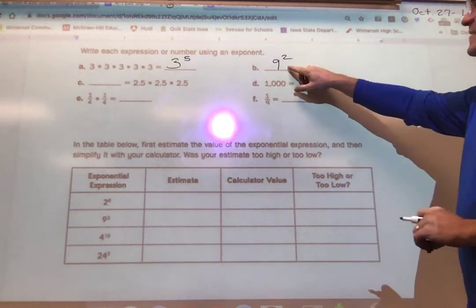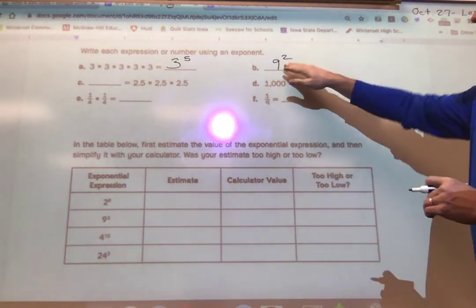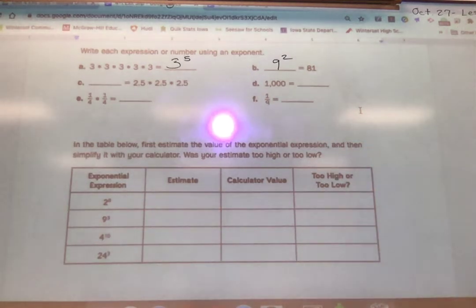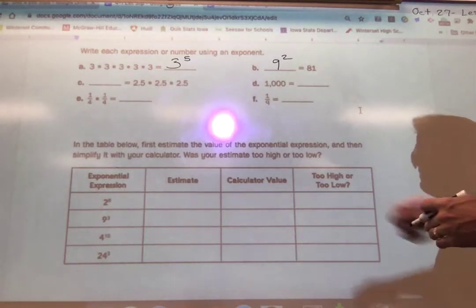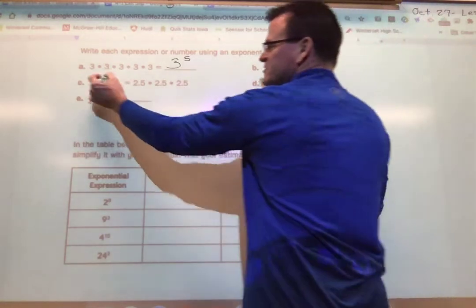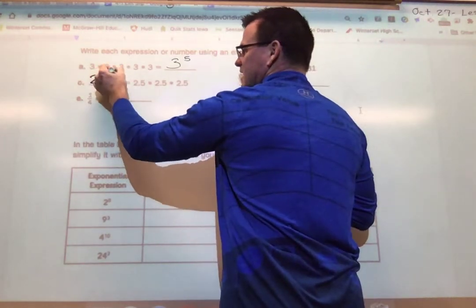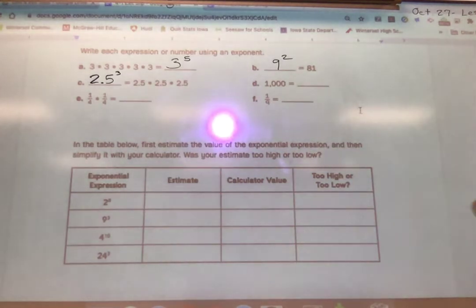Again, the mistake people make, they just think, oh, 9 times 2, that's 18. But remember, it's not 9 times 2. If it was 9 times 2, we would have written 9 times 2. It's 9 to the 2nd power, which means we have 2 9's multiplied together. So same thing here, 2.5 is the base. There's 3 of them, so 2.5 to the 3rd power. This means 2.5 times 2.5 times 2.5.